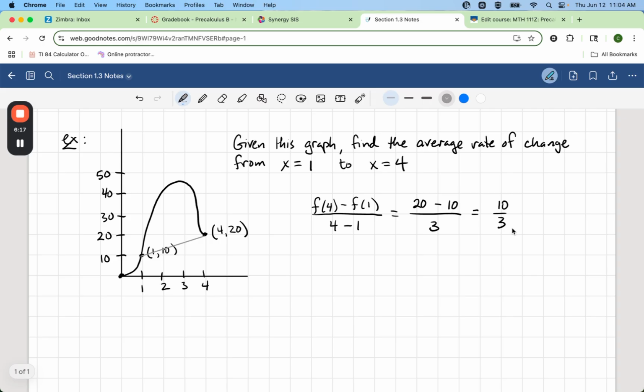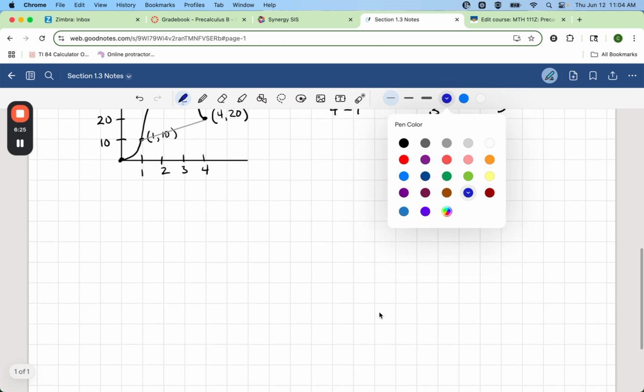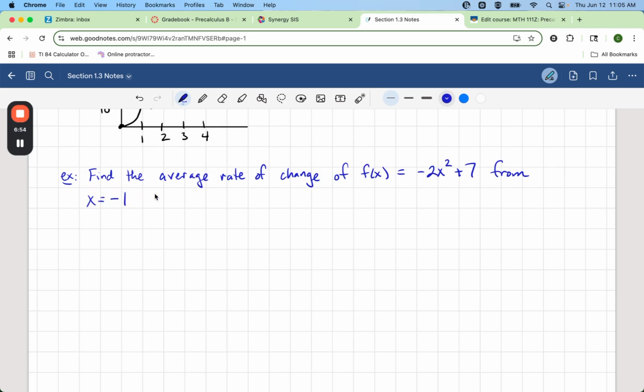All right, let's do one if you have the formula. Here's what I would do. For the example, find the average rate of change of f of x equals negative 2x squared plus 7 from x equals negative 1 to x equals 2.